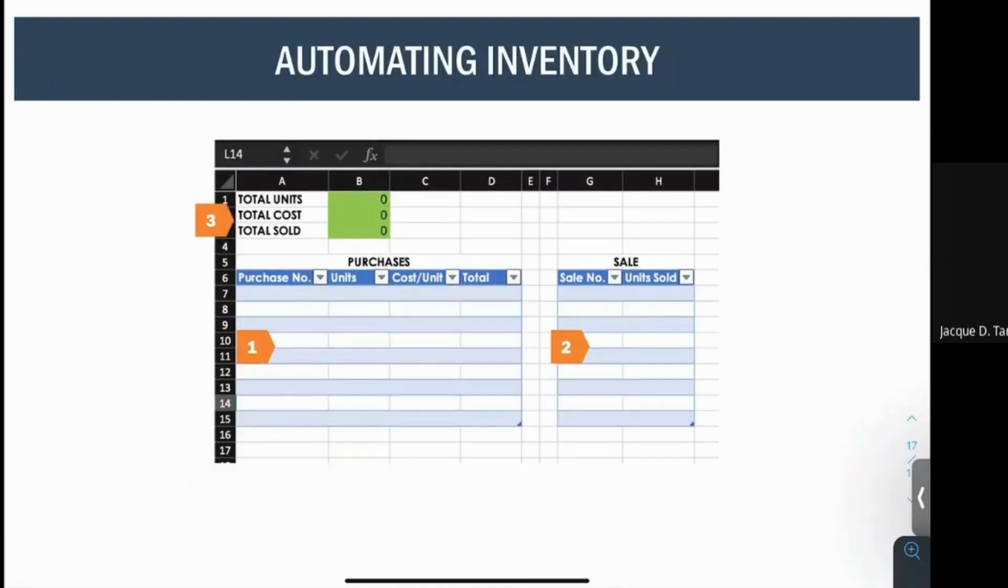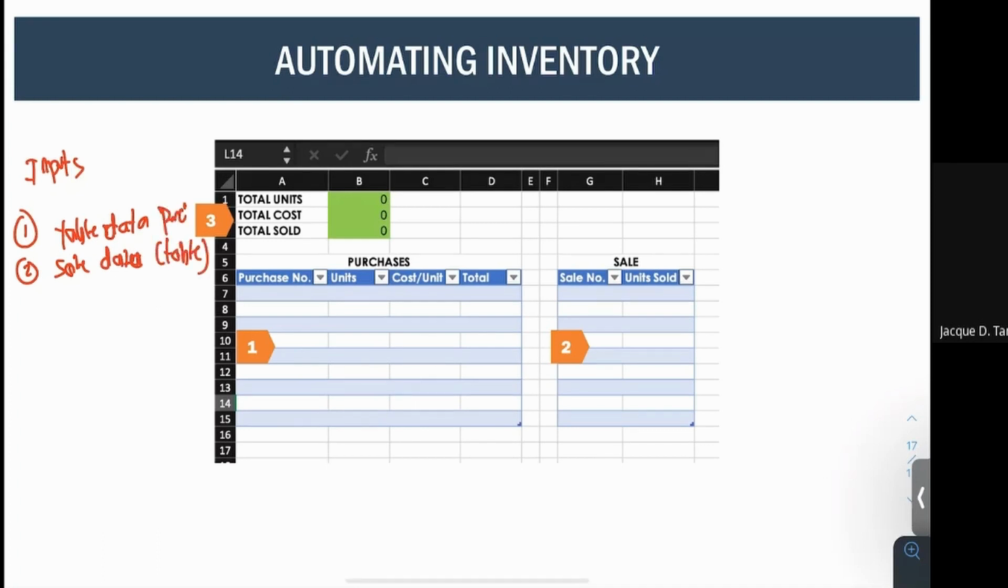So how do we do that? First, we create a table data for our inputs. I created the table data with the following: purchase number, units, cost per unit, and total. And then we have your sale number and units sold for your sale data. So this is our sale data table, and then the table data for your purchase.